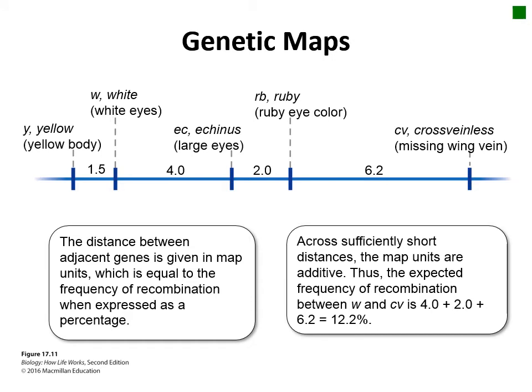Because the frequency of recombination can be used as a measure of the physical distance between genes, it can be used to make a map of the genes on the chromosome. This is called a genetic map and diagrams the relative position of genes along the chromosome. The units in a genetic map are called map units, and one map unit is equivalent to 1% of recombination.